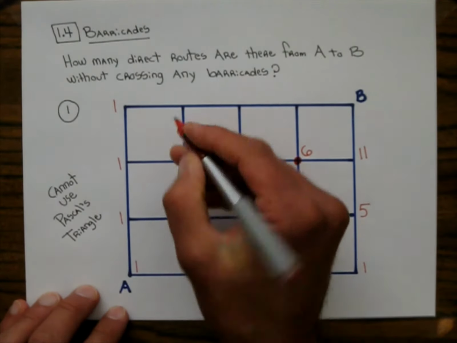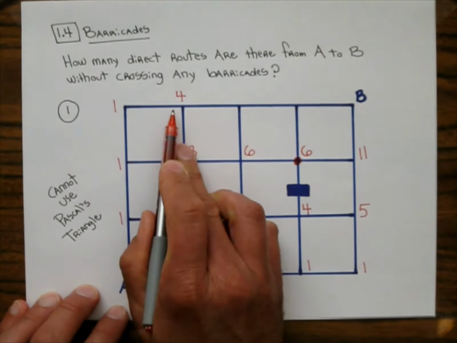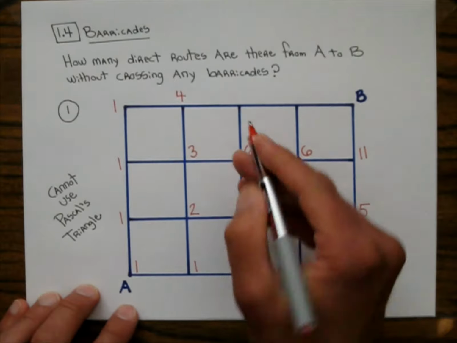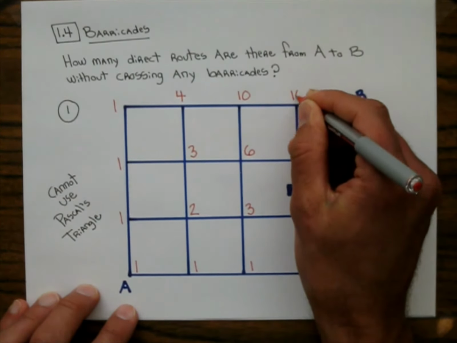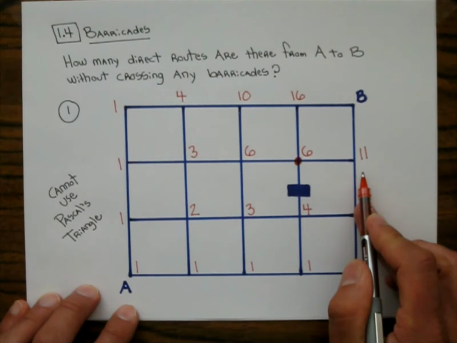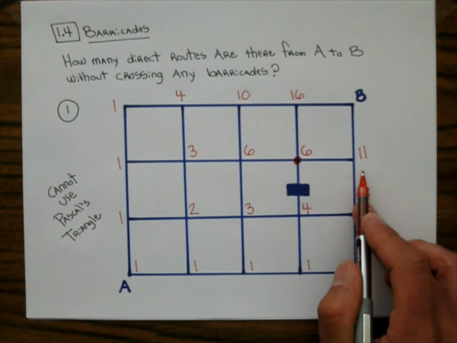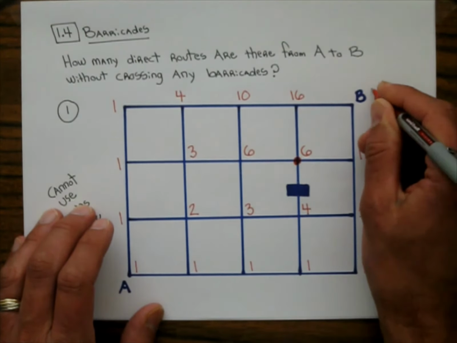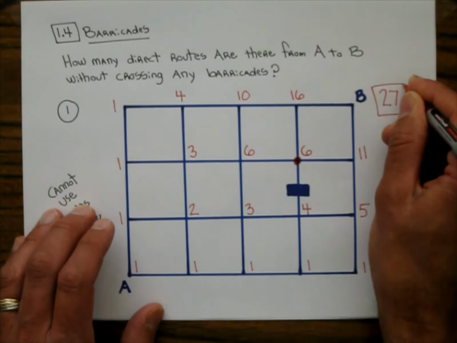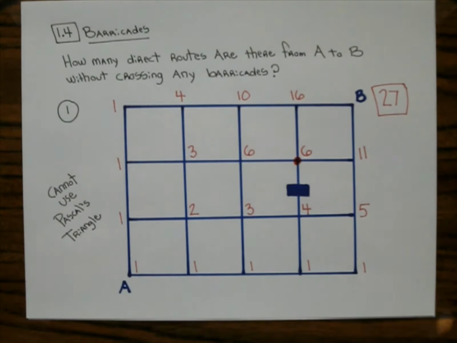1 plus 3 is 4. 4 plus 6 is 10. 10 plus 6 is 16. And 16 plus 11 happens to be the answer, which is 27. 27 is the answer. So we cannot use Pascal's triangle, and that's how you do the problems.